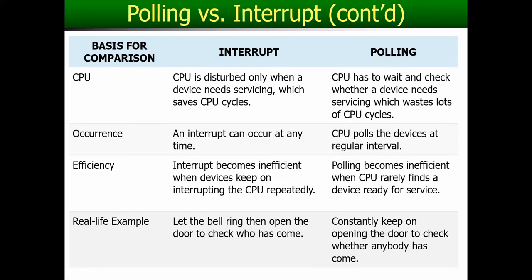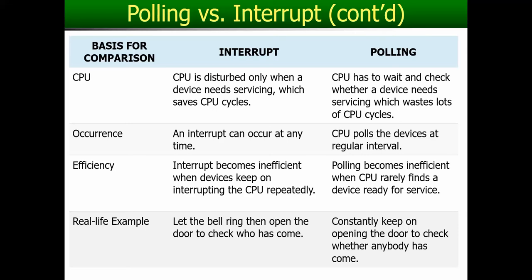Another comparison, from the CPU perspective: the CPU is disturbed only when a device needs servicing, which saves CPU cycles. And in case of polling, the CPU is in a continuous waiting state. And it means the CPU cycles are being wasted.